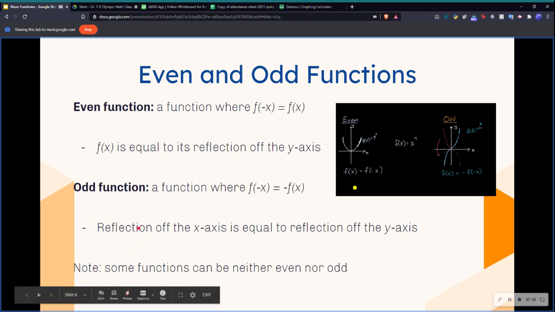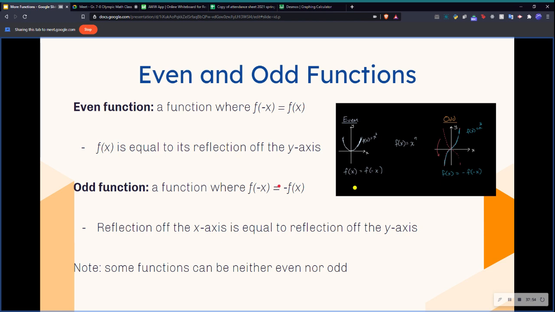This means that, remember last week, reflections: if you have a negative in front of the function, this is a reflection off the x-axis. So you're going from top to bottom or bottom to top, right? So this means that a reflection off the x-axis, so negative f at x, is equal to a reflection of the y-axis, so f of negative x.